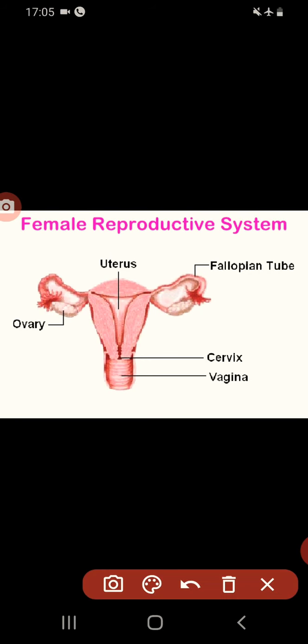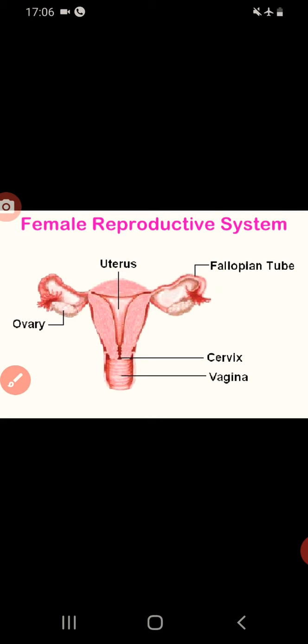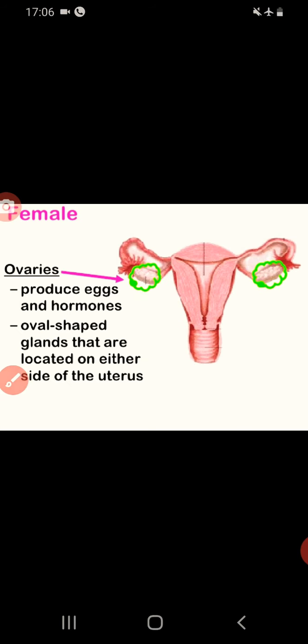This is the diagram of the female reproductive system. The first part is the ovary. These are the 2 ovaries, and they are connected with a tube-like structure known as the fallopian tube. This fallopian tube is also known as the oviduct. These 2 fallopian tubes open into another structure known as the uterus, which is also known as the womb. Then it opens into the cervix, and then finally the cervix opens into the vagina. So these are the 5 main organs present in the female reproductive system. One by one we will study about them.